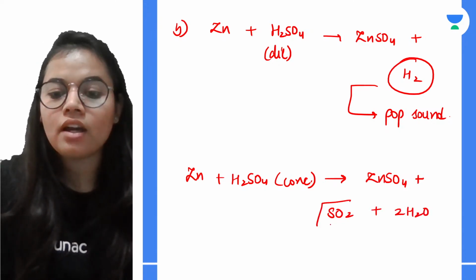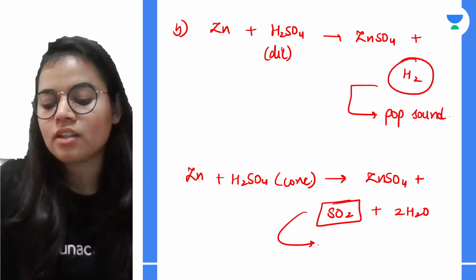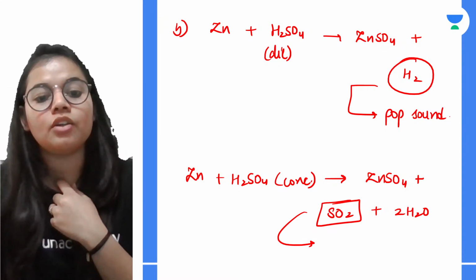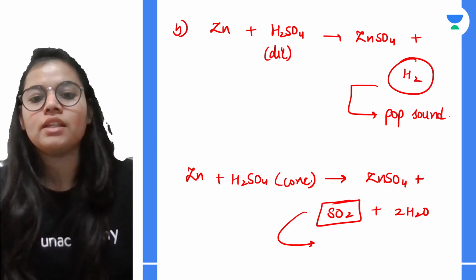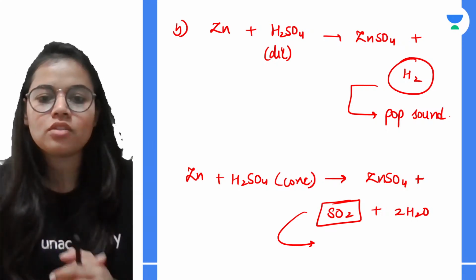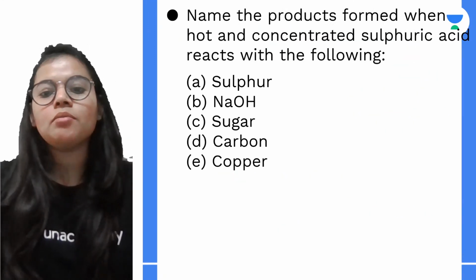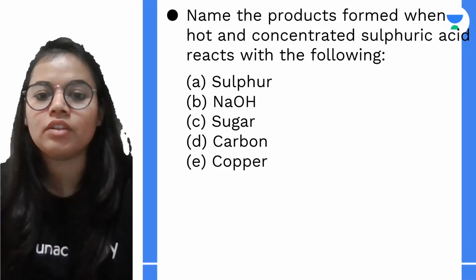Okay, अब यहाँ ये जो सल्फर डाइऑक्साइड है, what does it do? It will be turning the acidified potassium dichromate paper to green color. Okay, so these are the basic answers. Okay, there are other options also, but I have just taken one. Okay, next is name the products formed when hot and concentrated sulfuric acid reacts with the following.